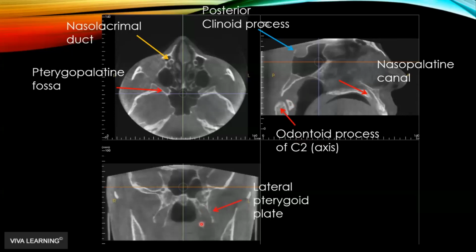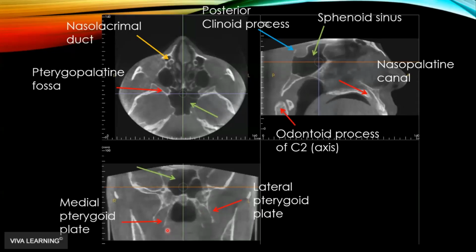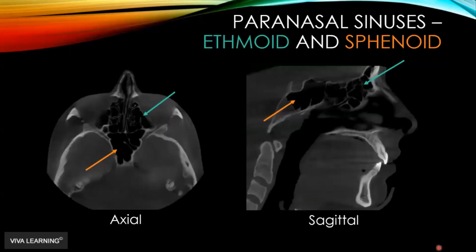These are the lateral and medial pterygoid plates. And then we see the sphenoid sinus on all three of these views here. You see a big black space here on all three of these views. And look at our little foramen rotundum that we talked about in our previous slides. So let's talk a little bit about the paranasal sinuses, the ethmoid and the sphenoid.